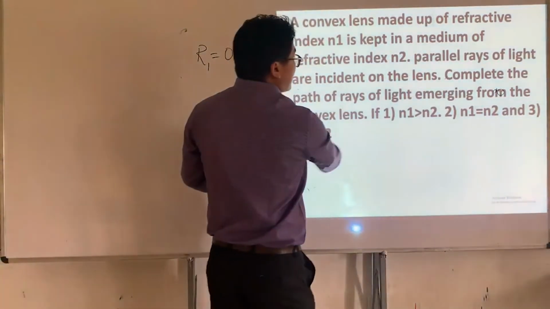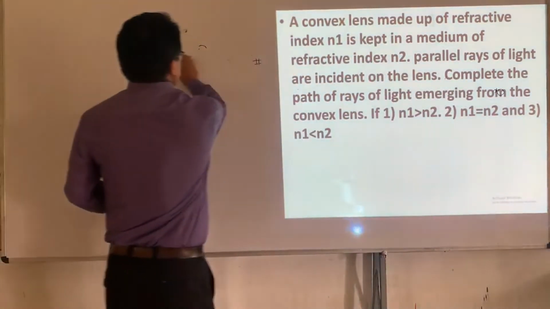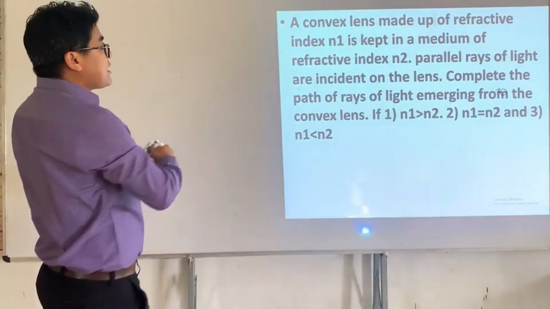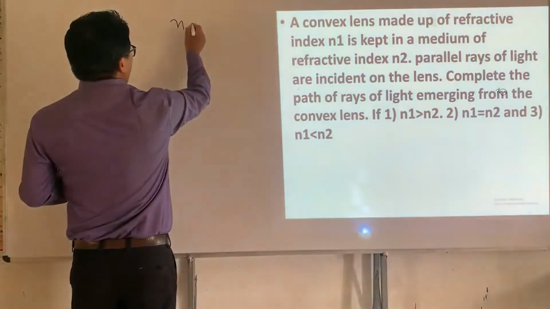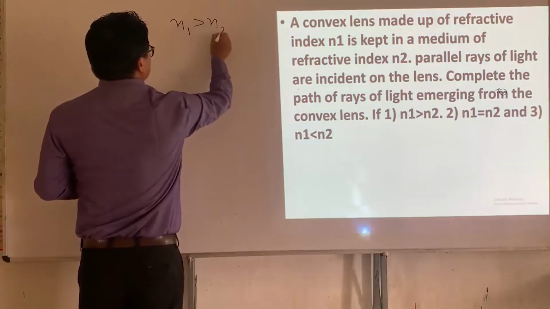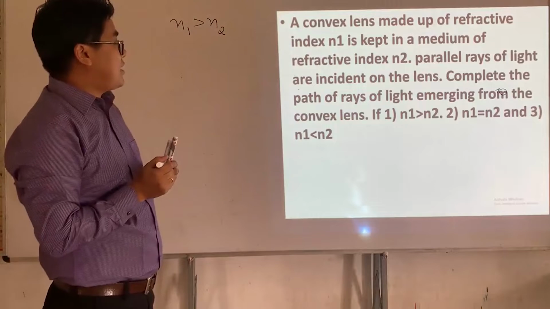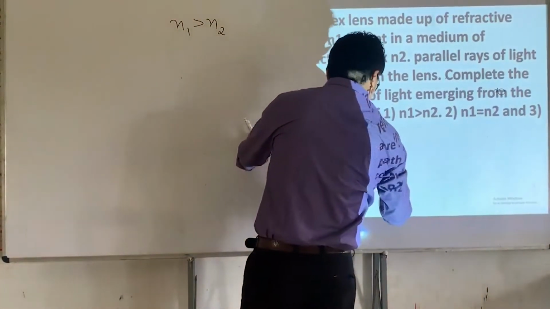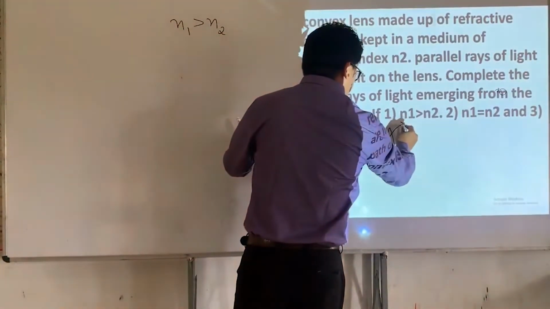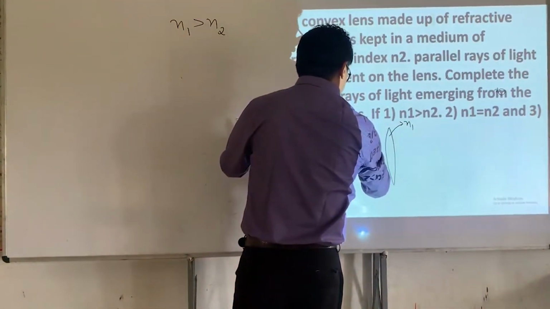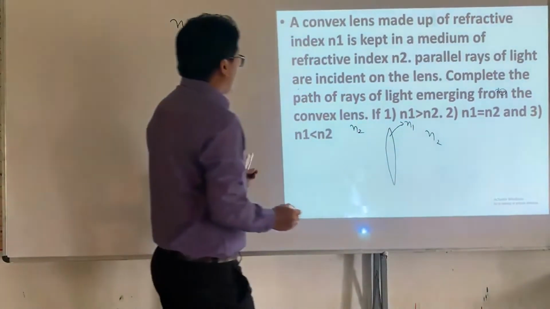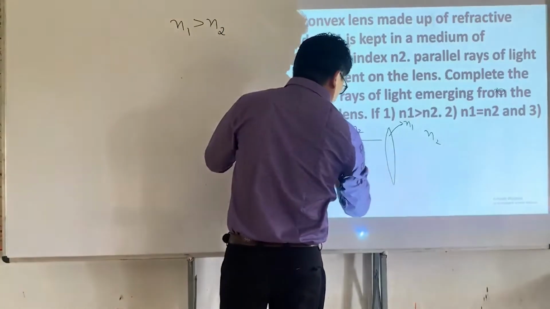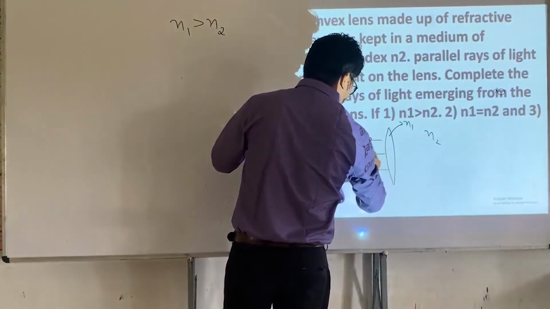Alright, I have three conditions. I will go one by one. Condition number 1 is that N1 is more than N2. So I have a convex lens like this. This is N1. This is N2. So N2 is less than N1. So I have a parallel beam of light approaching it.